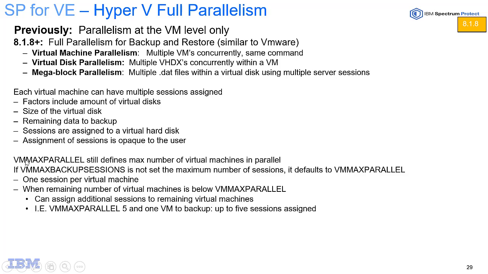VM max parallel is going to define the max number of virtual machines in parallel, and VM backup sessions, if that's not set, the maximum number of sessions is the default of VM max parallel. And you will have one session per virtual machine, and when the remaining number of virtual machines is below VM max parallel, then you can assign additional sessions to the remaining virtual machines.